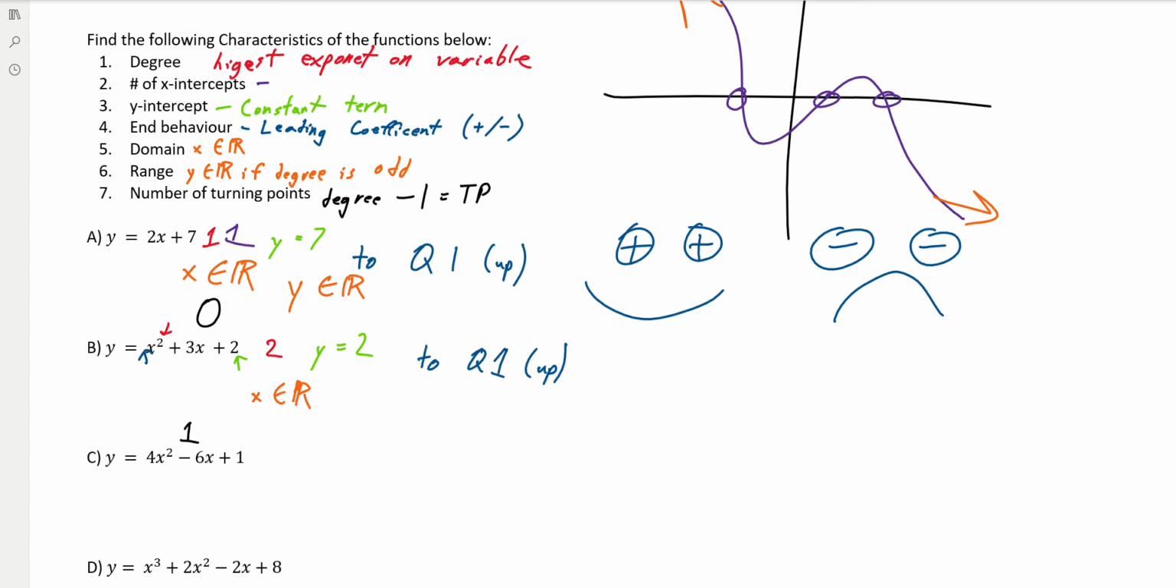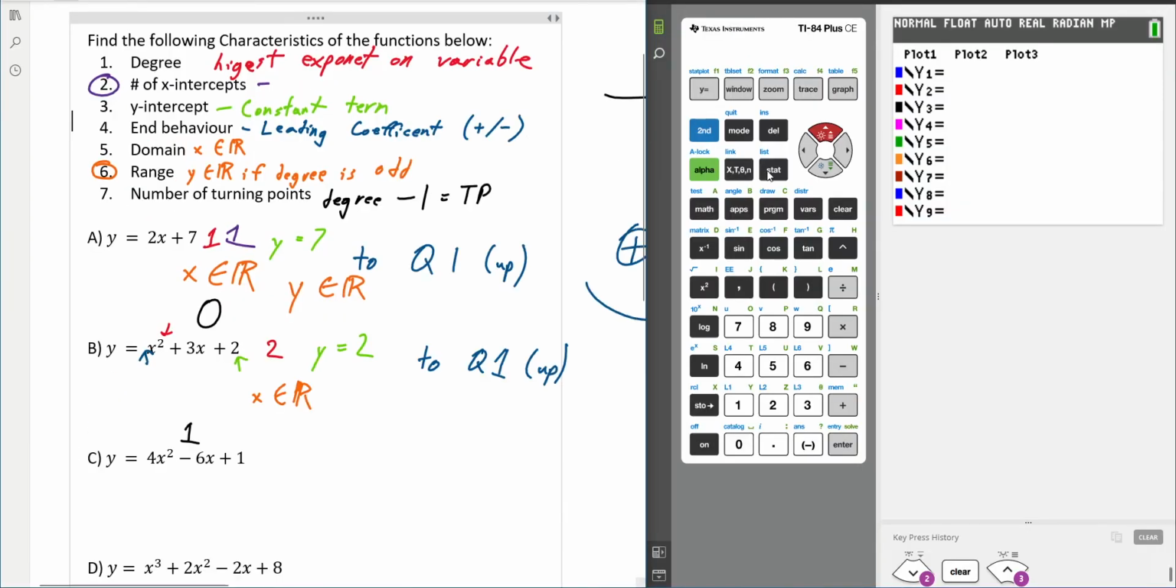So what do we still need to get? Well, we need to get the range, and we need to get the number of x-intercepts. So let's take a look at the graph and how that would look. If we take a look here on the right, we have a graphing calculator. This is the TI-84 Plus CE. This is the button layout that you'd have, and this is the screen right on top of it normally, but this is what it looks like on the computer. Okay, so let's take a look.